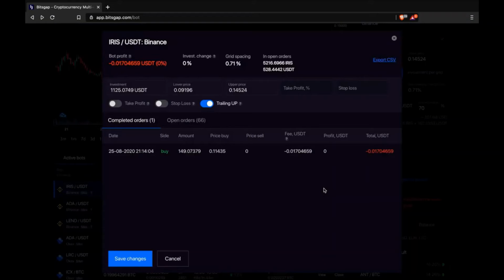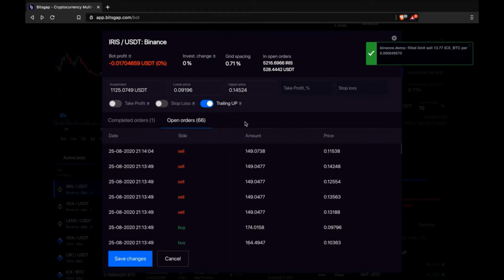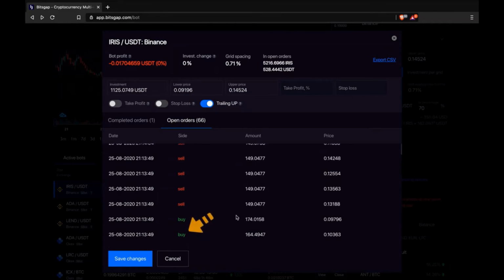Here, you can find all orders executed by the bot so far, the total amount of the base currency purchased, and the price at which it was purchased, as well as the fee paid. Moreover, right here above, you see the amount of base currency and quote currency in open orders. And finally, open orders, to see at which price the bot is gonna sell or buy the base currency.